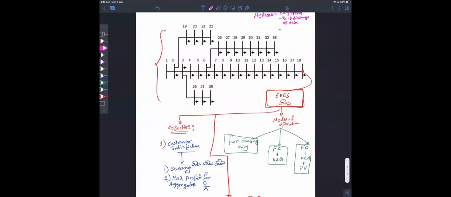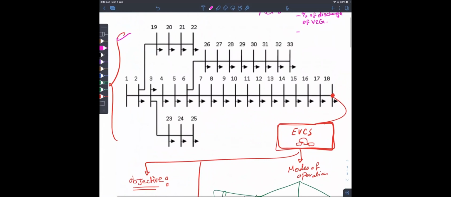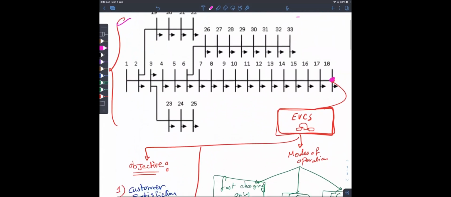So I have a 33 bus system. For example, at a specific bus, I have an electric vehicle charging station. It is fixed at this bus, for example, bus 18.